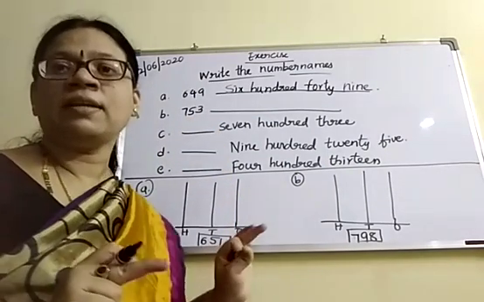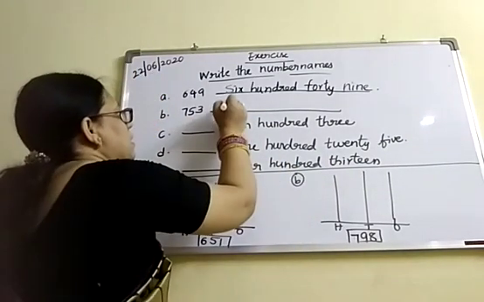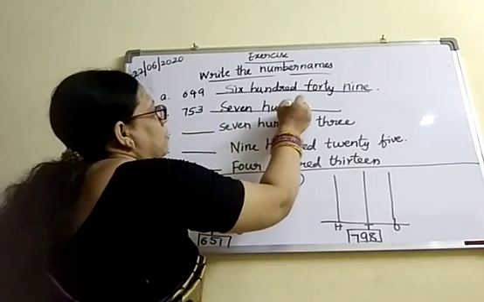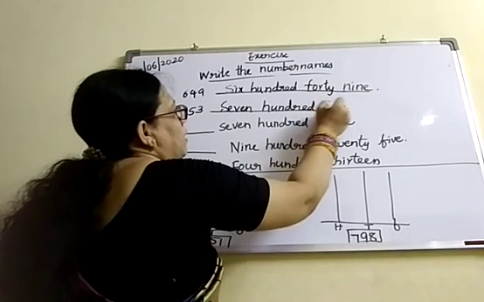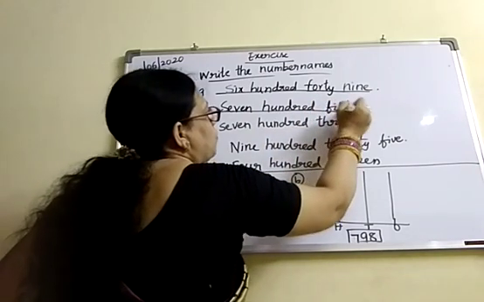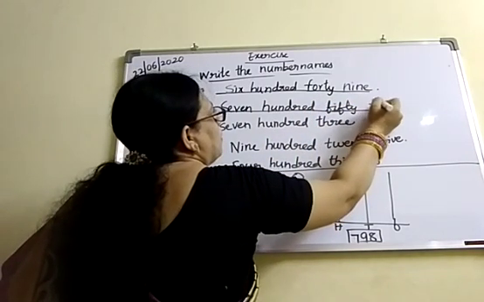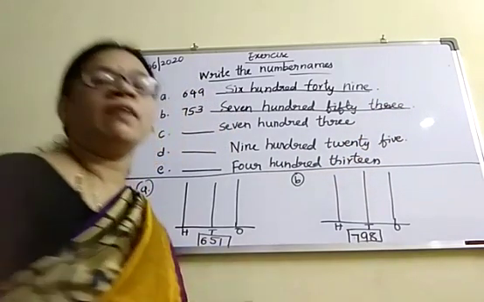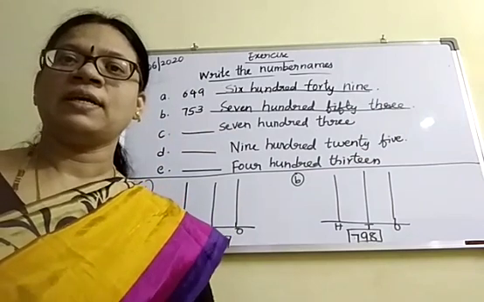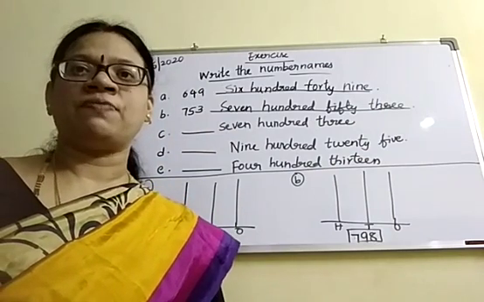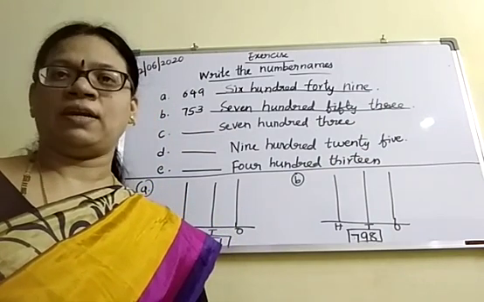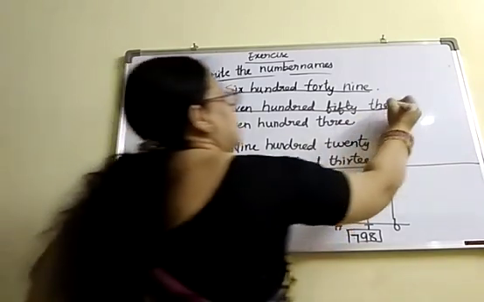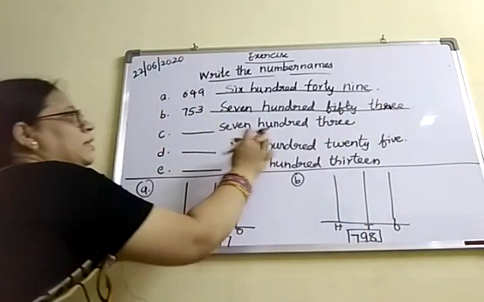Now read this number: 753. First you write the spelling of 7, the spelling of 100, and then 50. For 50 also many children will write F-I-V-E. You should not write F-I-V-E. 50 is F-I-F-T-Y. And the spelling of 3 is T-H-R-E-E. Like that only.